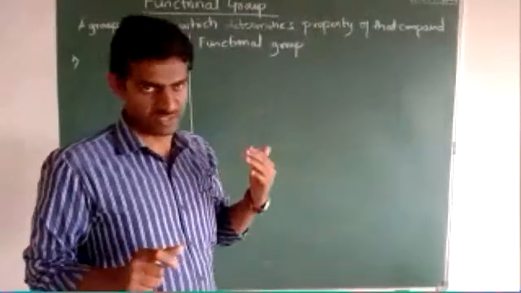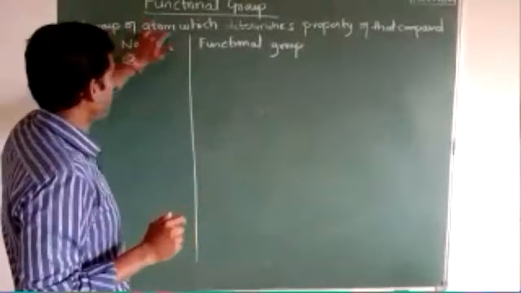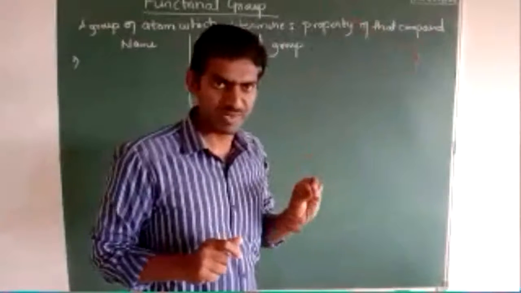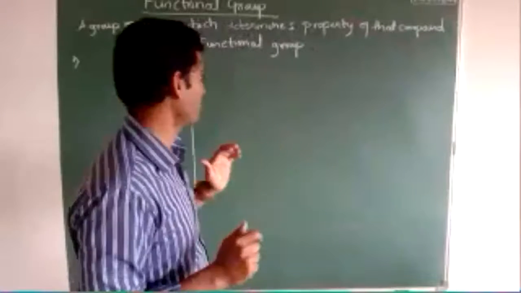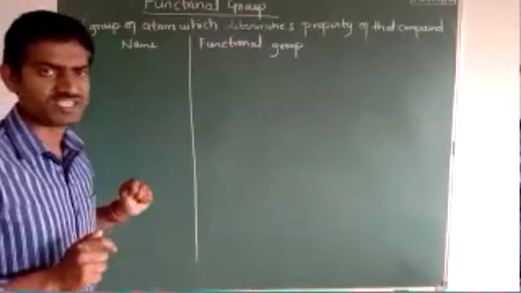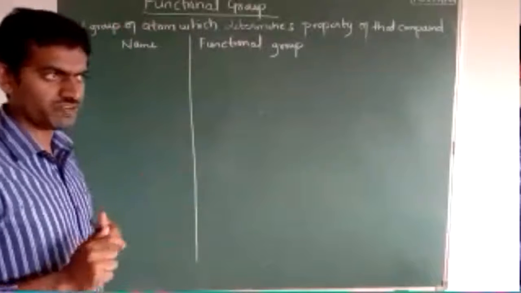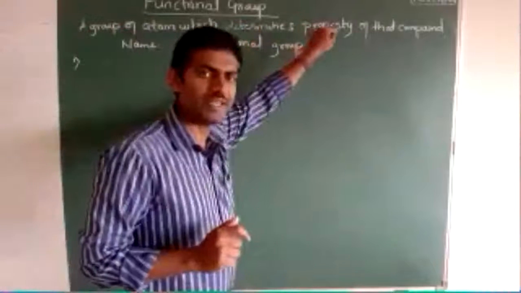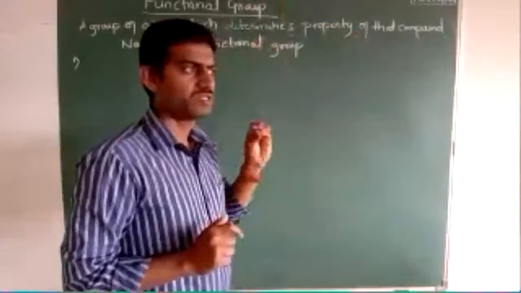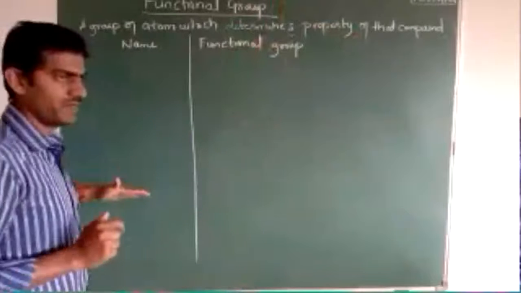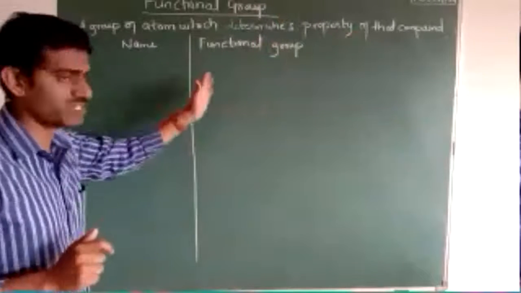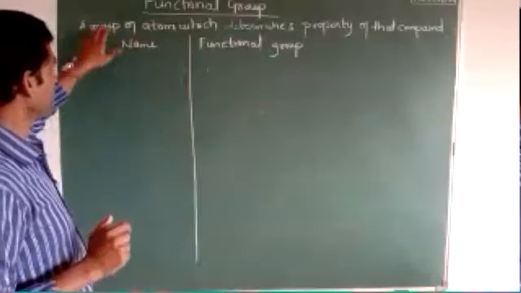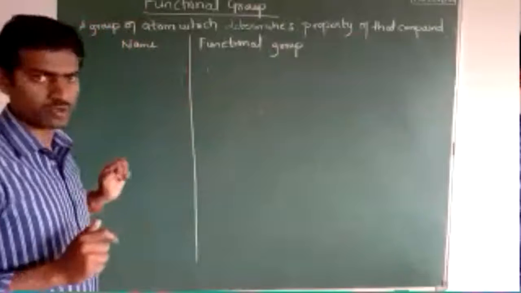So a functional group is a group of atoms which determines the property of that compound. It is the definition for functional group. I will give them one by one: how many groups there are, and the symbol for each functional group. First, understand the definition for functional group.